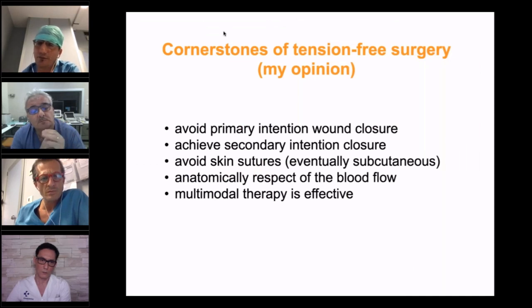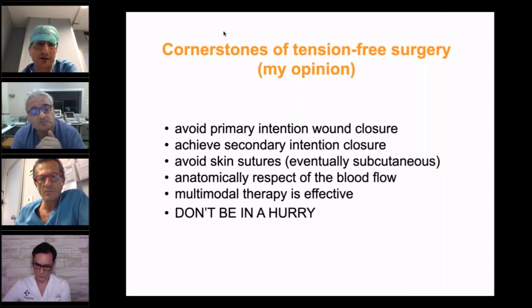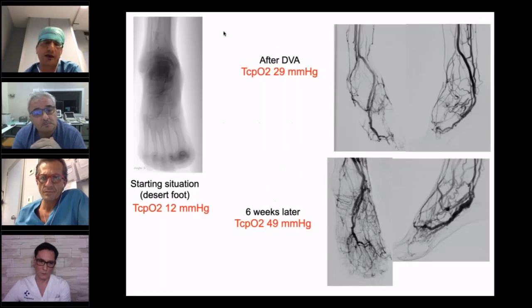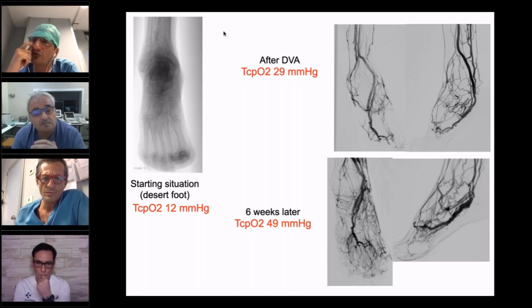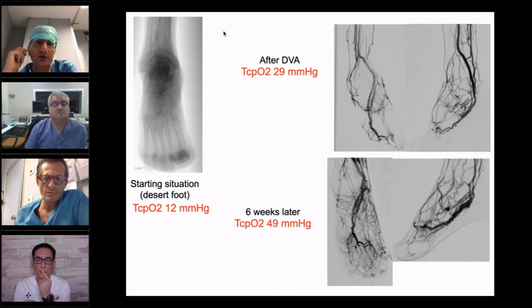But in my opinion, the most important thing when we deal with tension-free surgery is that the diabetic foot surgeon must not be in a hurry. And I conclude with this picture. Take a look at the starting situation of this foot, the desertic foot with a very low level of TcPO2. And on the right part of the slide, on the top, you see the situation a couple of days after the DVA, with a good increase in TcPO2 levels until almost 30 millimeters of mercury.